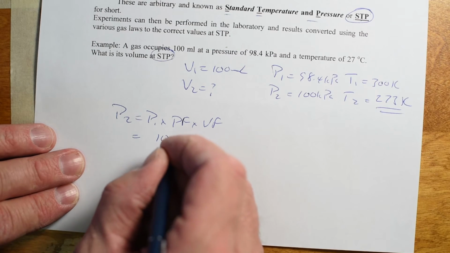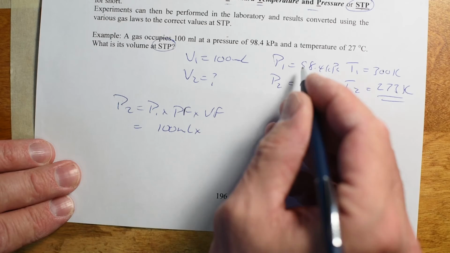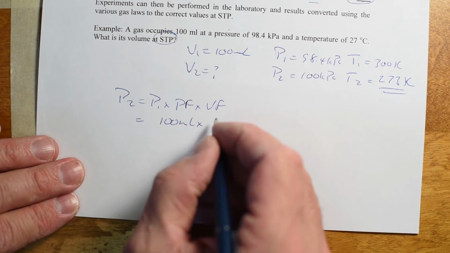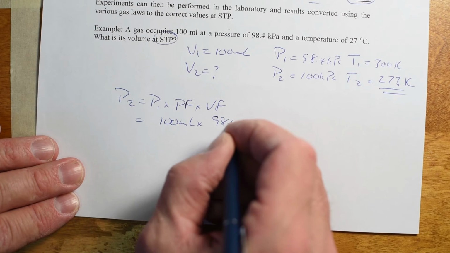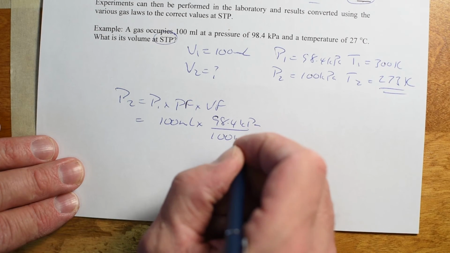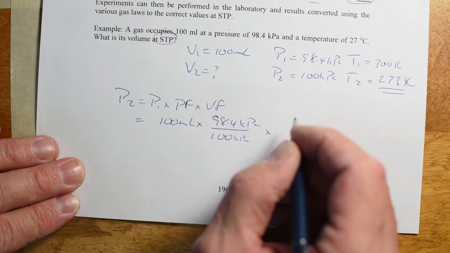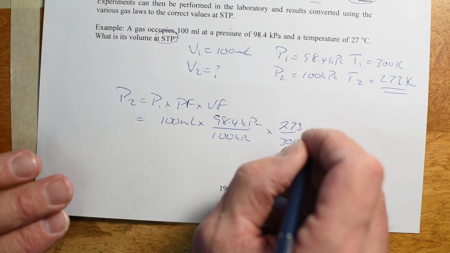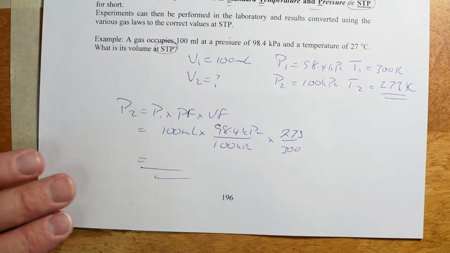Okay, so we have 100 mils times, now our pressure factor, pressure is going up, that means the volume should go down. So I should have 98.4, the smaller, over the larger. And temperature is going down, so the volume should go down, so it's 273 over 300. And again, I could leave that to you. It's about 90 mils, I think, but I'll leave you to calculate that.